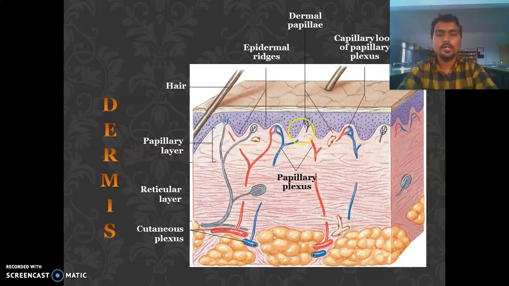This is the figure of the dermis. Here is a dermal papilla, which is the uppermost layer. They are the papillary layer, and deeper is a reticular layer. And this is the cutaneous plexus.